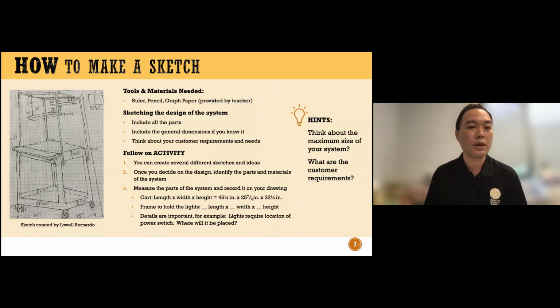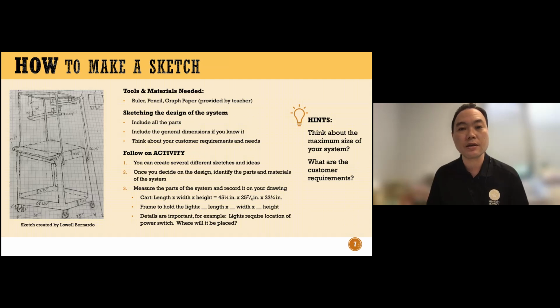So for example, if you guys are using the cart, the length, the width, the height, you're gonna also need a frame to hold the light onto the cart. So make sure you understand those dimensions that you need. So details are important. For example, where are you gonna put the lights, the location of the lights, or the power switch, right? Things that you may not consider, but you need to consider all of it, and where you will place it. It's all critical to the design.